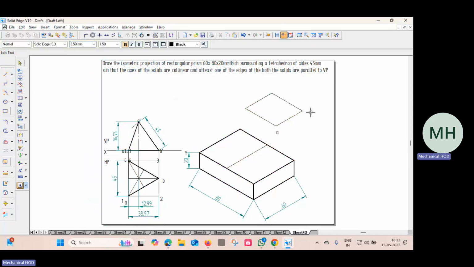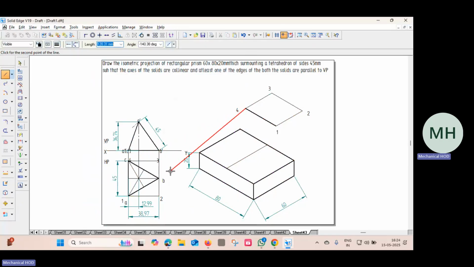Then name it. This is 1. Sorry, this is 1, 2, 3, and 4. Now within this box we have to make the triangle, isometric view of the triangle AB. AB runs throughout the length of 1 and 4. So let me draw a line from 1 to 4, a dark line.